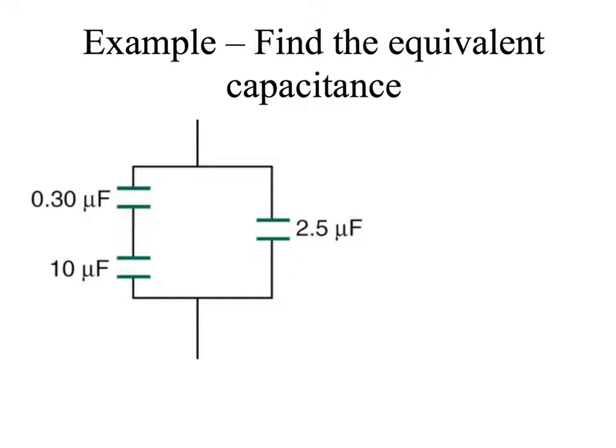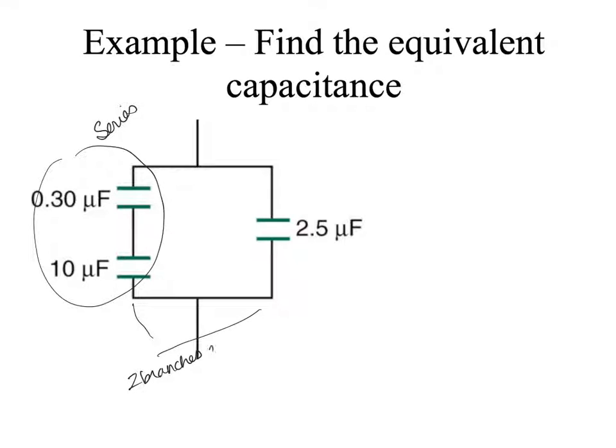All right, so here's an example where we can find the equivalent capacitance. We have these two capacitors that are in series, but then this branch and this branch, these two branches, are in parallel. So what we want to do first is deal with the two capacitors that are in series, because we want to take it from the area where it's more complicated and break it down and make it more and more simple.